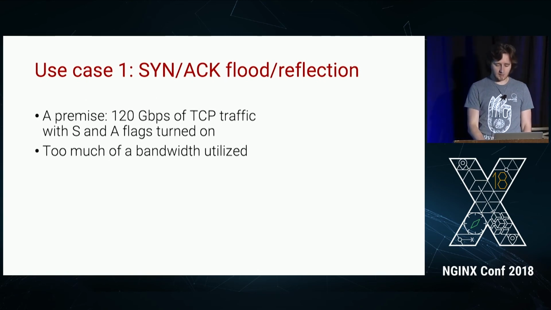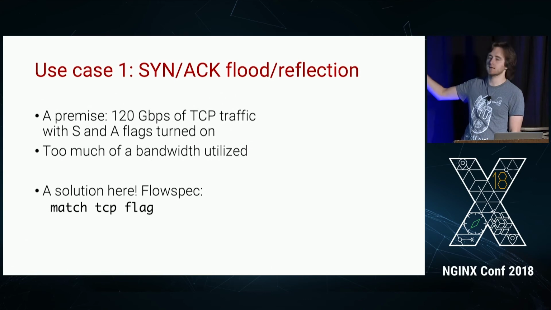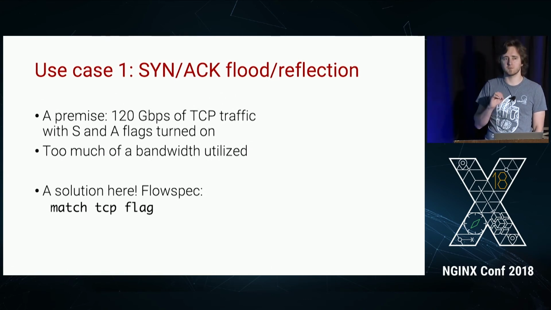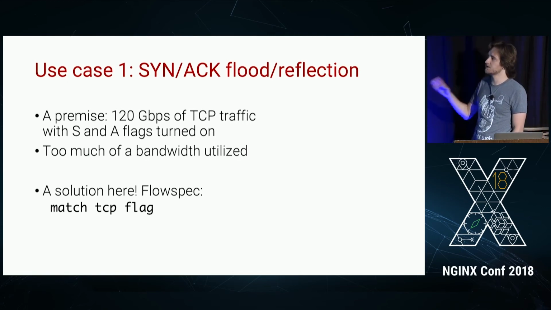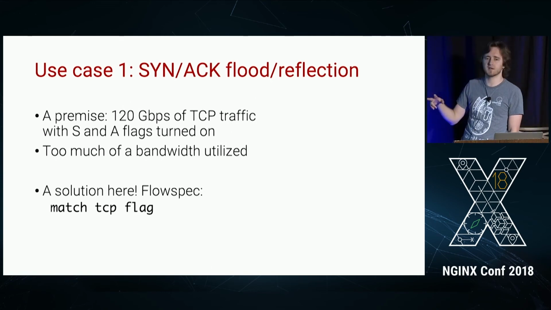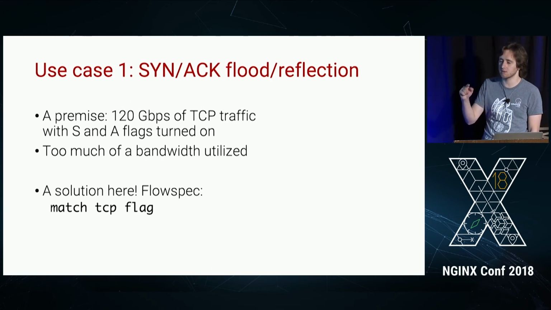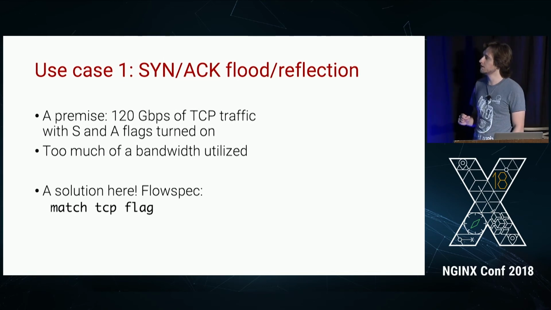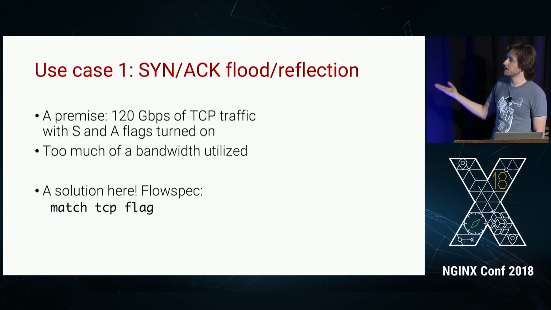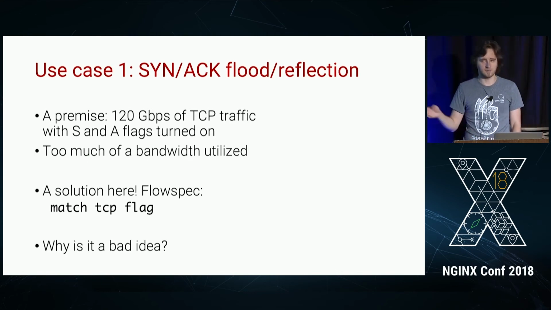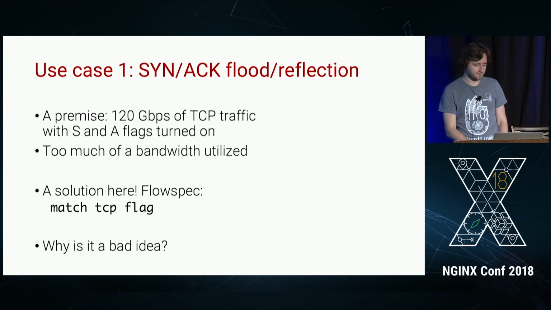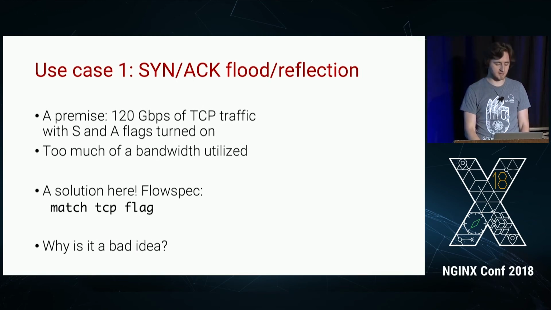So say there's a SYN-ACK attack, which is different from SYN flood, but I'll tell you how. There's more than 100 gigabits of TCP traffic coming with 2 flags, synchronize and acknowledgement, turned on, and it's too much bandwidth for an average resource. So you might want to use flowspec, like match TCP flag and drop the traffic. So here's why it's a bad idea.